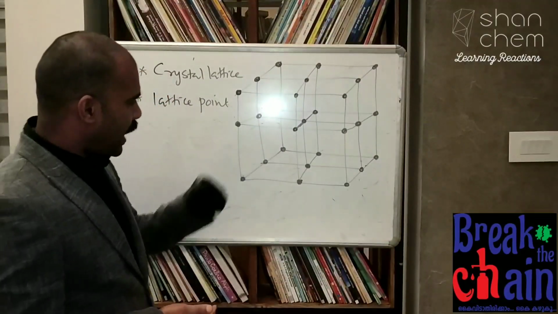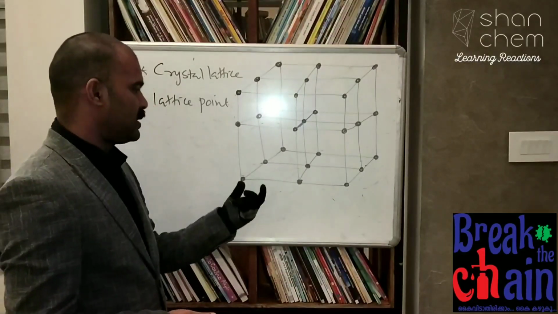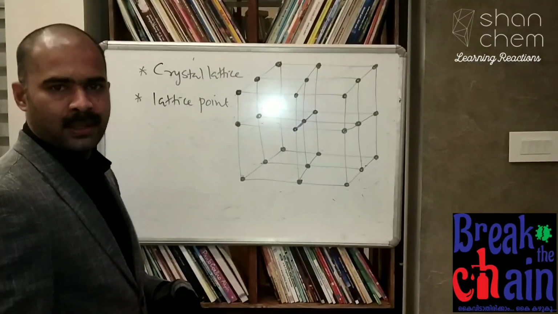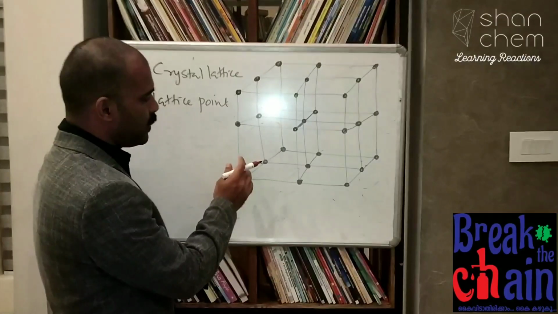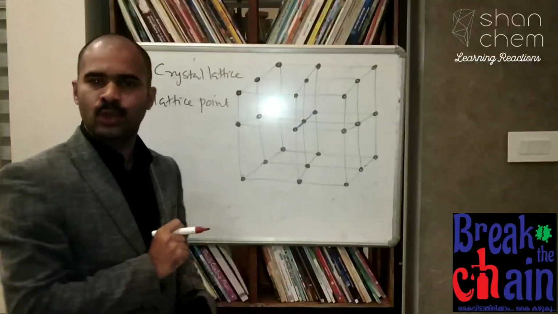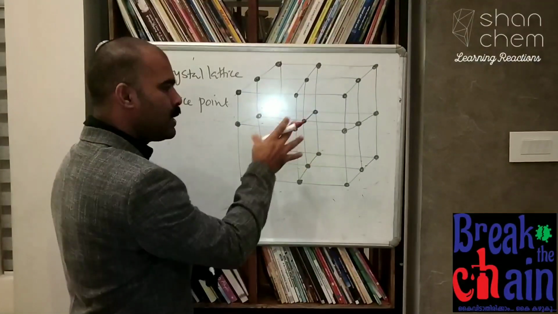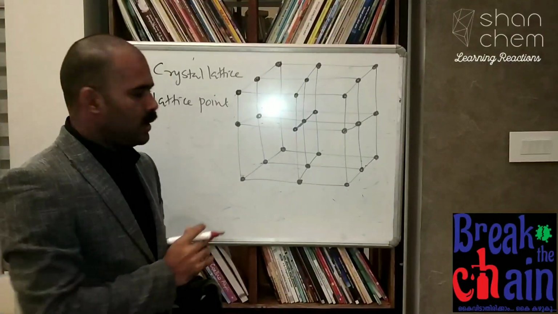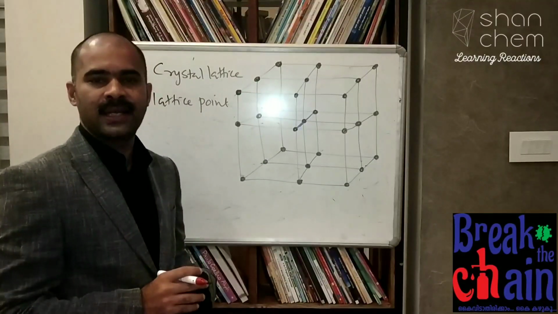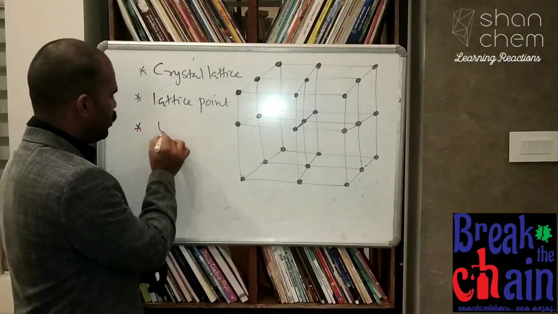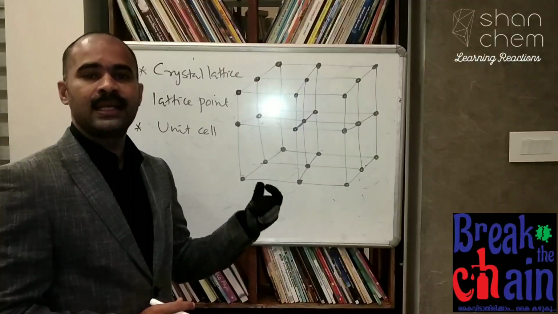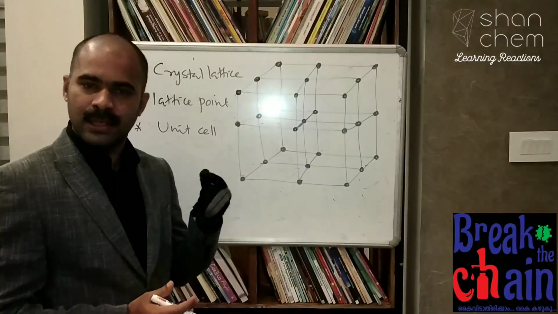Then you can see that in a crystal lattice, identical repeating units are there. In this crystal lattice, there are 4 cubes at the bottom and 4 cubes at the top. That means a total of 8 cubes are there. This type of identical repeating unit in a crystal lattice is called a unit cell. Then what is a unit cell? Unit cell is the identical repeating unit in a crystal.